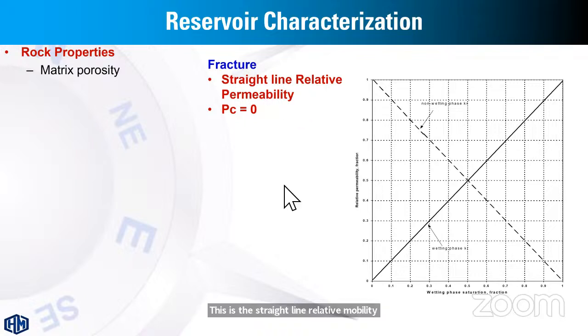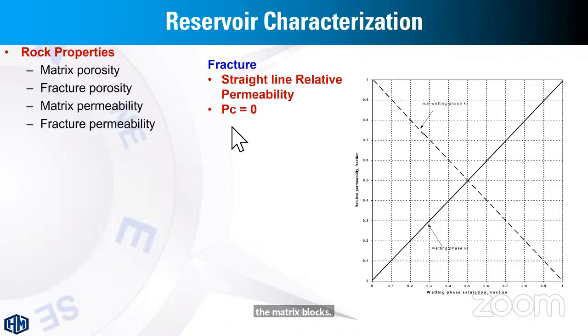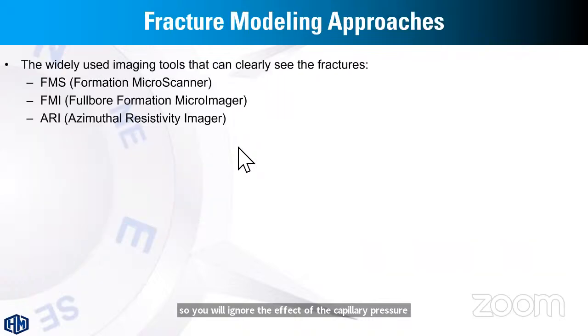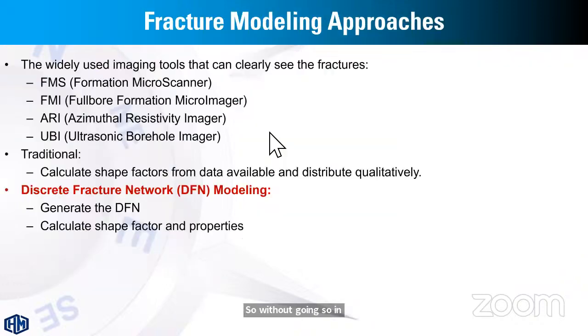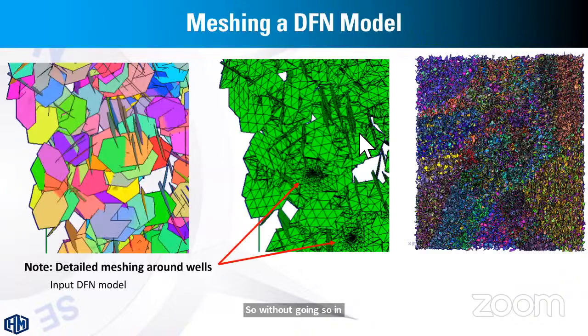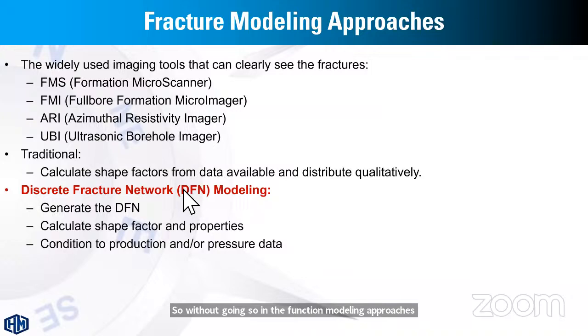Also, for the fracture, you will apply capillary pressure as 0, because the size of the fracture network is much bigger compared to the matrix blocks. So you will ignore the effect of capillary pressure. Without going through the fracture modeling approaches, we have different techniques. The widely used one is the discrete fracture network approach.